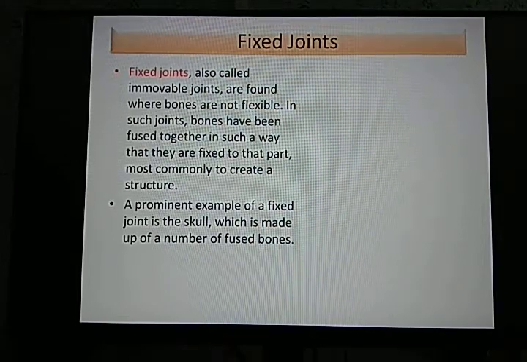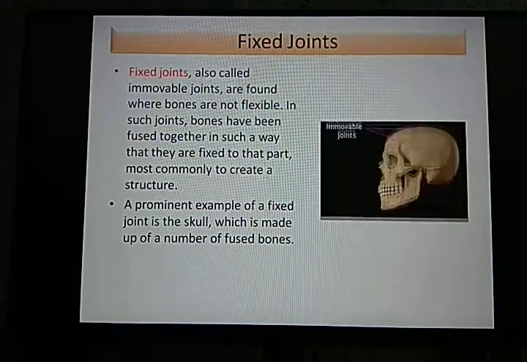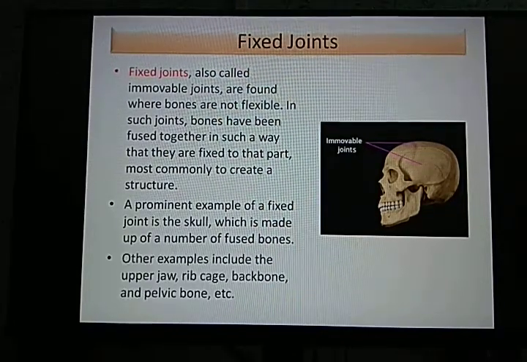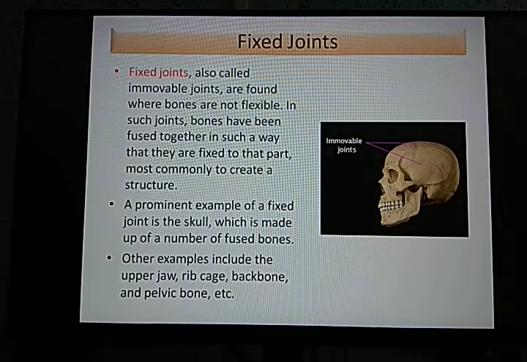Another example, if we give, is the upper jaw portion. There are two jaws, the lower jaw and the upper jaw. We can move the lower jaw only. We cannot move the upper jaw. Similarly, the rib cage, the backbone, the pelvic bone. These are some examples of fixed joints.